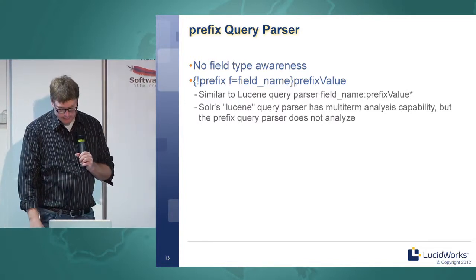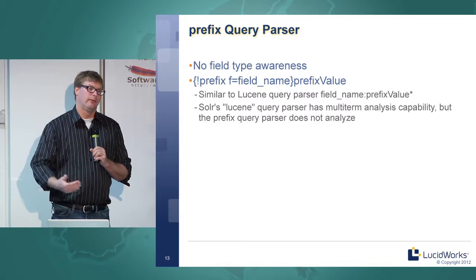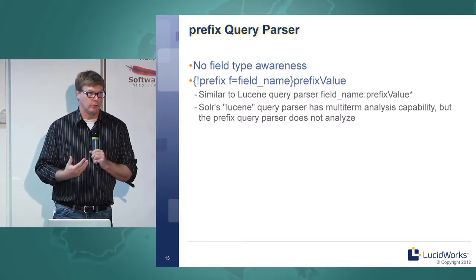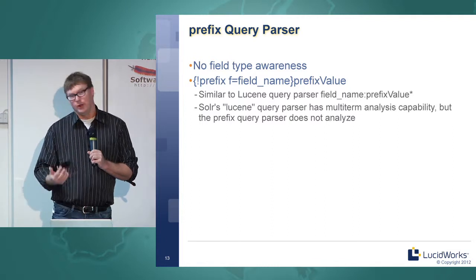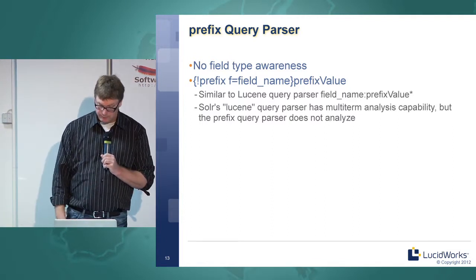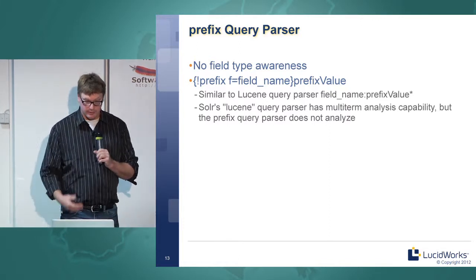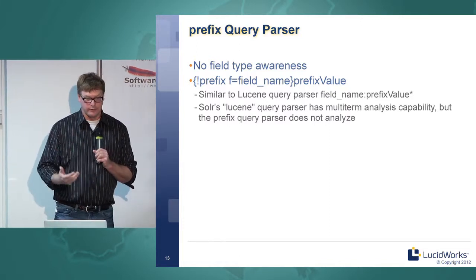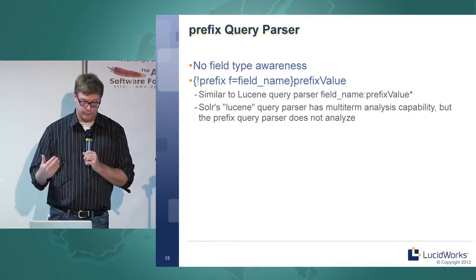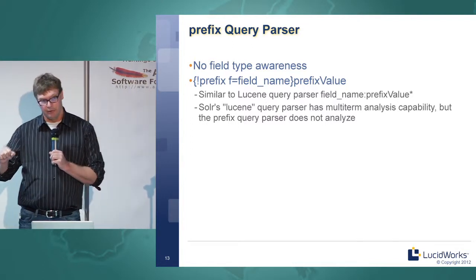Yeah, as I mentioned before, that multi-term awareness that the Lucene query parser has, this prefix query parser doesn't have that. We probably should consider putting that type of thing in there, and putting some field type awareness here. But at the moment, there's no field type awareness. It is what it is. It's the raw value as a prefix there.